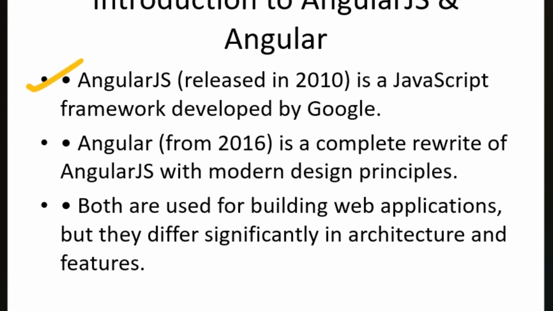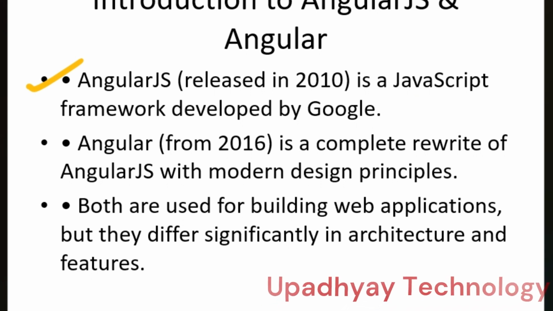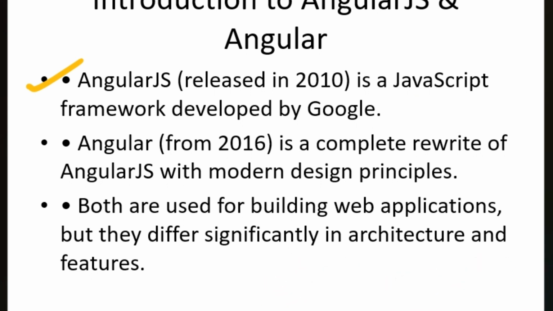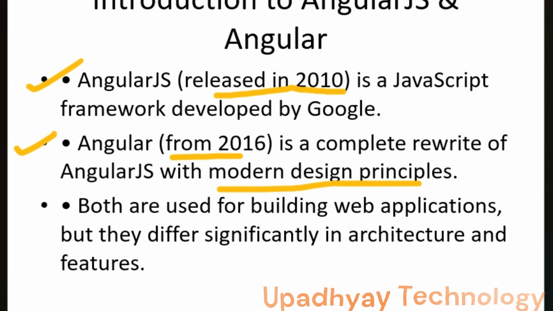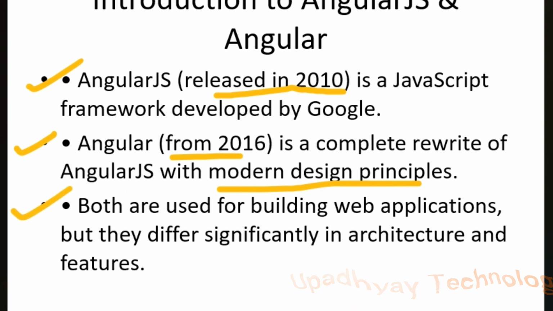for modern web applications. This slide introduces the two frameworks. AngularJS was released in 2010 by Google and is a JavaScript-based framework primarily focused on dynamic web applications. Angular, from 2016 onwards, represents a complete redesign of AngularJS with modern features to improve scalability and performance. Key point: although both are used for developing web applications, AngularJS and Angular differ in several ways, including their architecture, design principles, and performance.